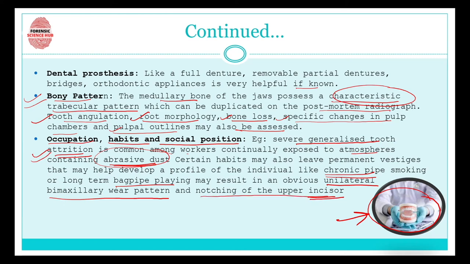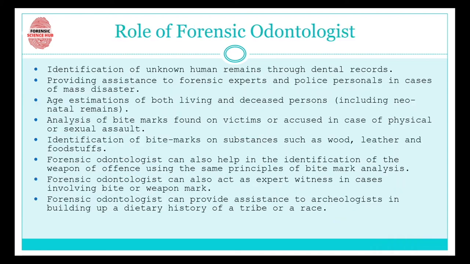So if we know the daily habits of those persons, or the kind of environment that they are exposed to, there can be attrition seen, or there can be wear and tear due to continuous smoking or playing some kind of instrument like a bagpipe. We can compare the teeth and then link if that can be the same person or not.